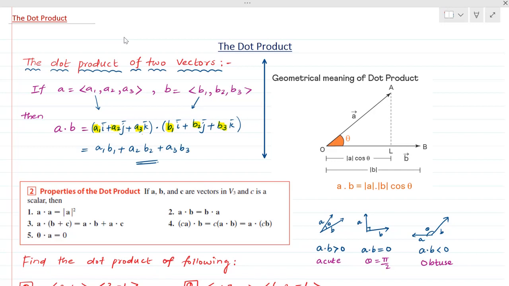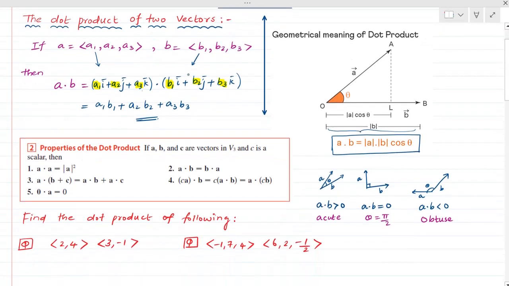This is a geometrical representation of the dot product. If you have vectors B and A, this length is nothing but the magnitude of A times cosine theta, and the whole thing is the magnitude of the B vector. If you want to calculate the angle between A and B, this is the formula: A dot B is equal to the magnitude of A, magnitude of B, and cosine theta. So whenever the theta is asked, we will use this rule.